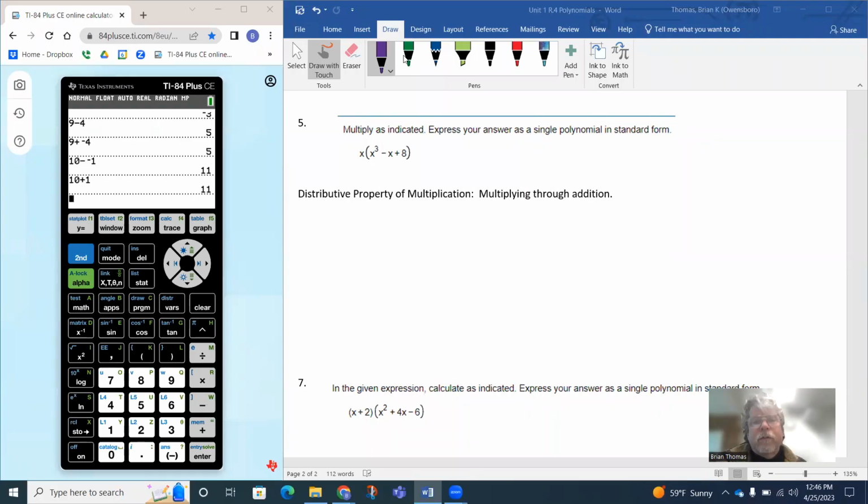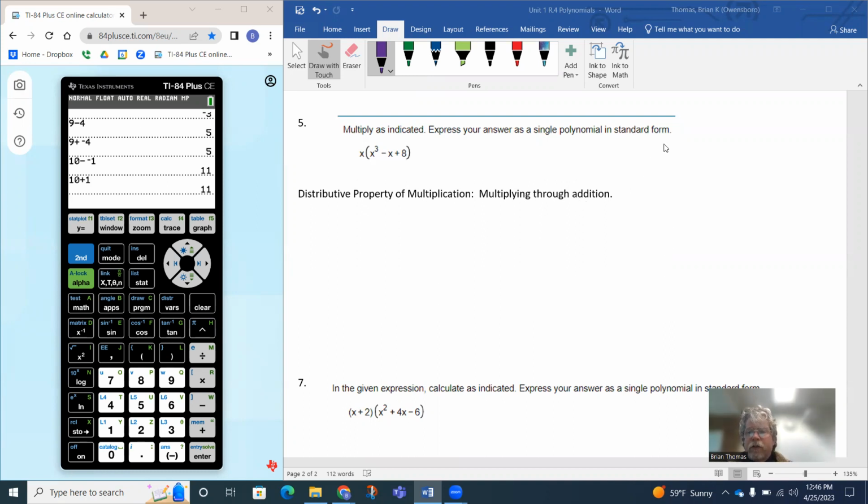So question 5 says multiply as indicated, express your answer as a single polynomial in standard form. So notice how we have x on the outside and we have inside x cubed minus x plus 8. So when we have problems like this, it is described as the distributive property of multiplication. In other words, we're going to be multiplying through addition.